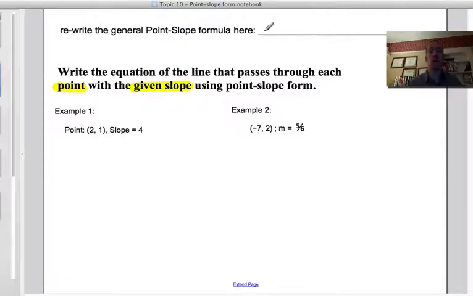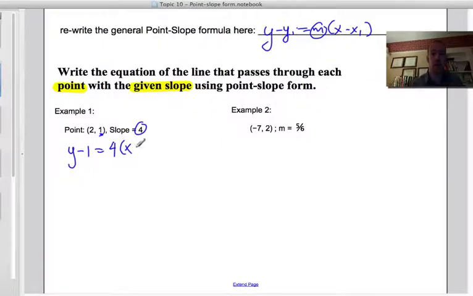So get some practice rewriting it. Go ahead, rewrite it. There we go. Now we have the slope, so that goes here, and then our coordinates. So it's y minus the y coordinate equals the slope times x minus the x coordinate. There we go. That's it.